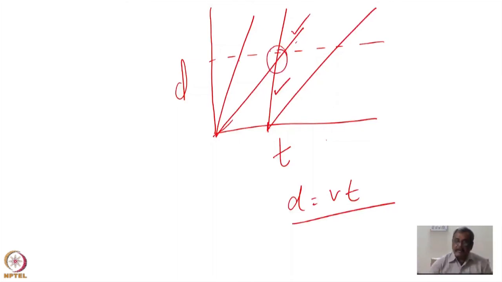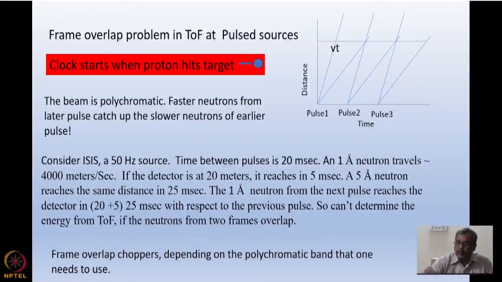This fact that the slower neutrons of the previous pulse are caught up by the faster neutrons of the next pulse. So this is what I tried to show you. Pulse 1, pulse 2, pulse 3. Through the chopper, the same range of wavelength passes. But if I go to very long distances, there's a good chance that the pulses will be overlapping. The beam is polychromatic in case of pulse neutron sources.